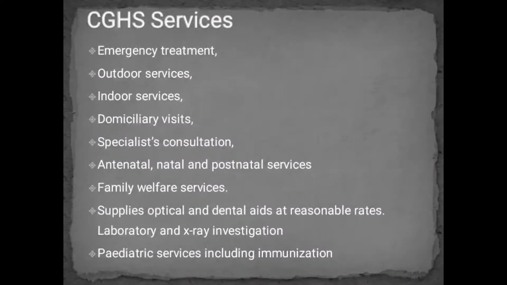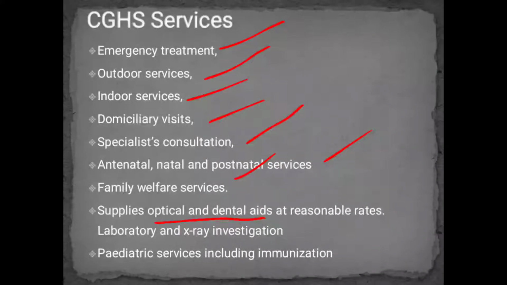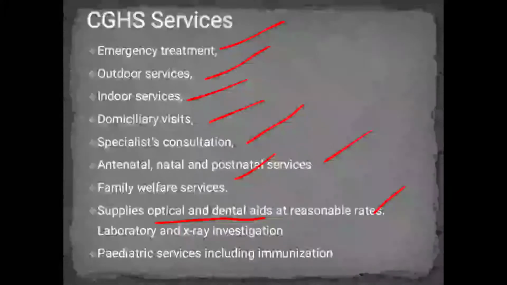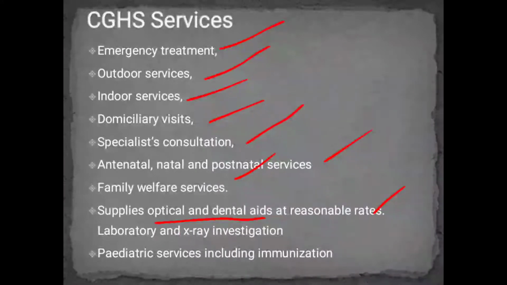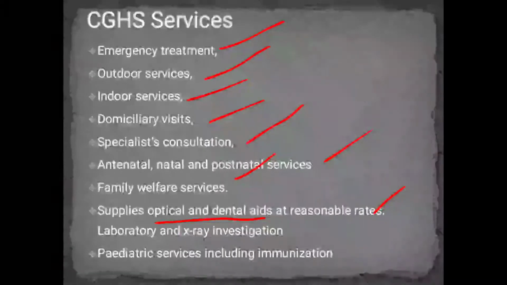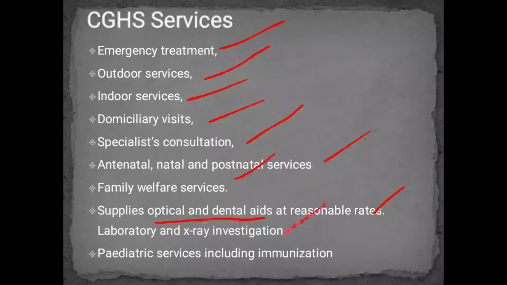So what are the services that we can avail from the Central Government Health Scheme? Emergency treatment is available, outdoor services, indoor services, domiciliary visits, then specialist consultation, antenatal, natal and postnatal services, then family welfare services, then supply of optical and dental aids at reasonable rates, not complete exemption. For the optical eye and for repairing your tooth, some expenses have to be borne. Then laboratory and X-ray investigation, then pediatric services including immunization. All these services could be availed in this scheme.